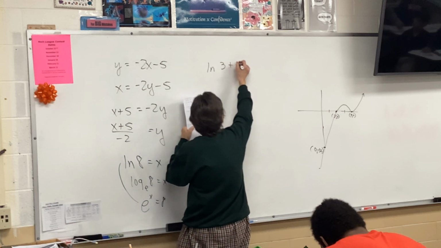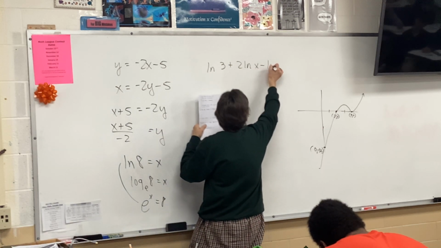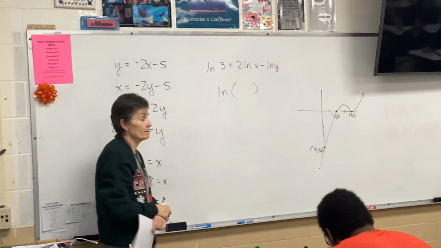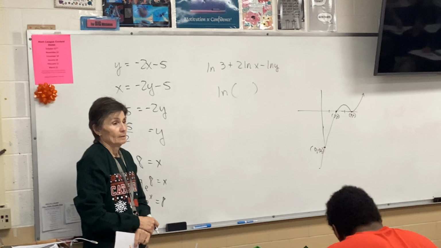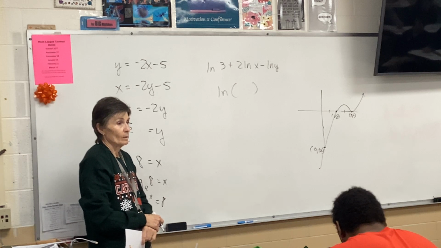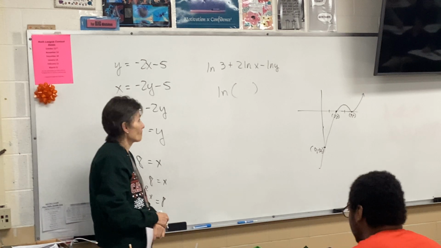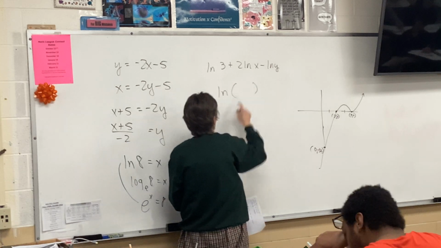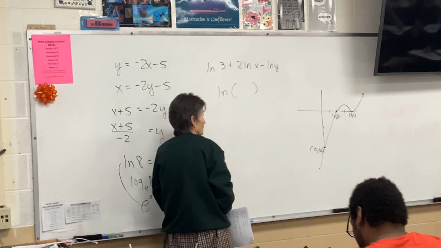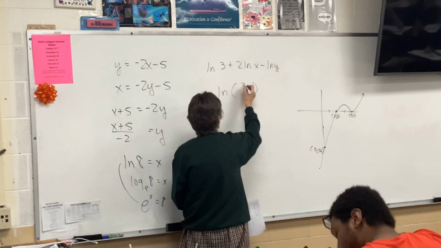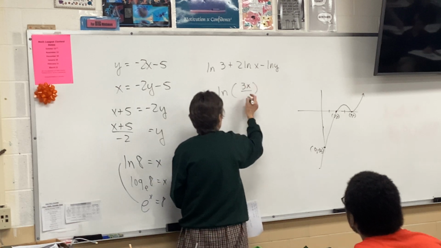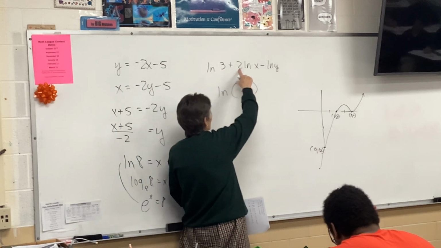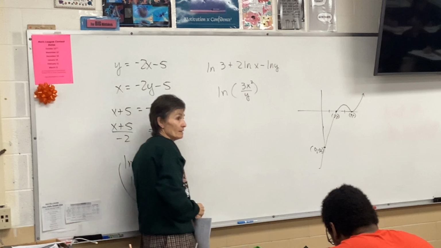Alright, what do you do with this one? I'm going to write it as a single logarithm. So it's going to be ln something. What's the something? Well, what are we going to be doing with our 3 and our x? Multiplying them. And our y is going to be divided. And the x is going to be squared.